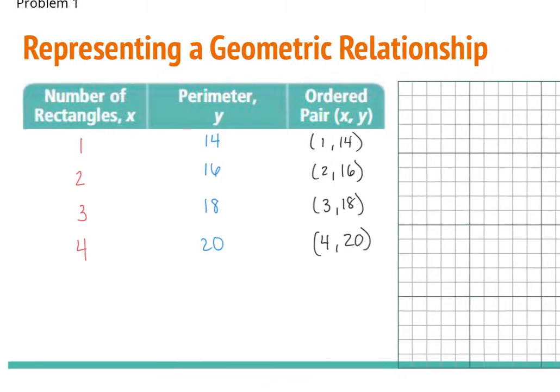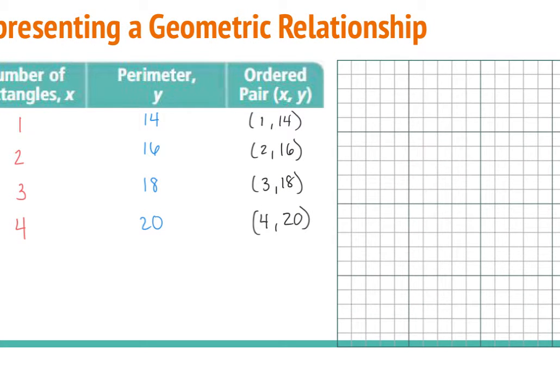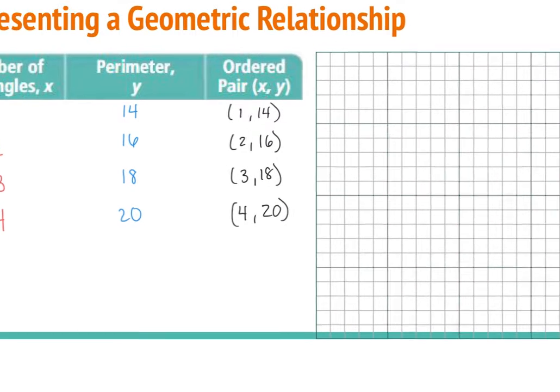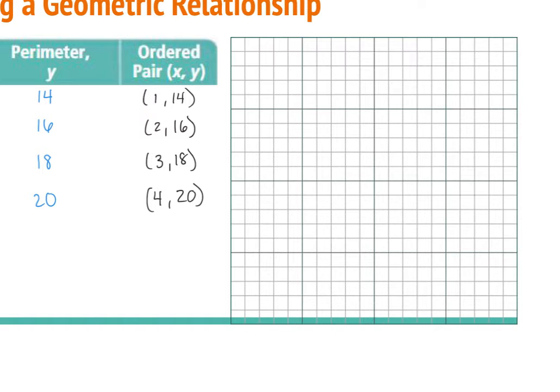Okay? Now, the reason we wrote it as an ordered pair is because we're going to go ahead and graph this, all right? So let's draw a y-axis. That's the vertical one, y-axis.